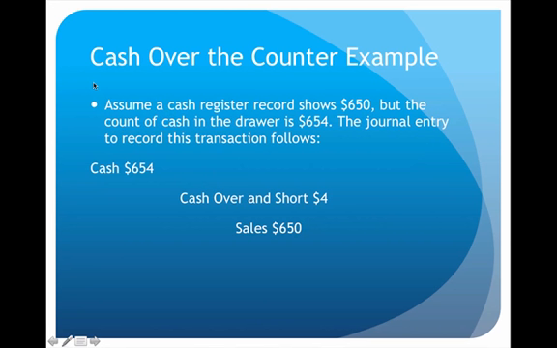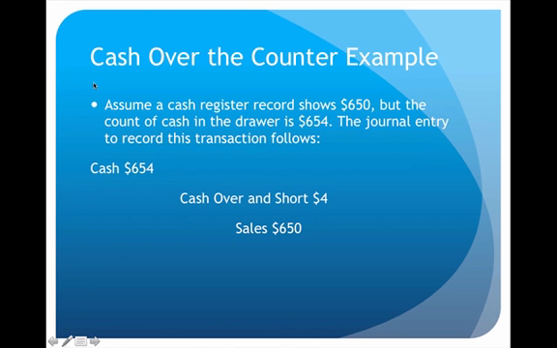So if you take a look at this example, we have a cash register record which actually shows $650. That's what should be in the register. But when the money was counted, they actually had $654. So we actually have more money than what should really be there. So that is an overage of cash. So that means evidently we shortchanged a customer throughout the day. So things like that do happen on occasion, and usually if it happens, it tends to be a very small amount.